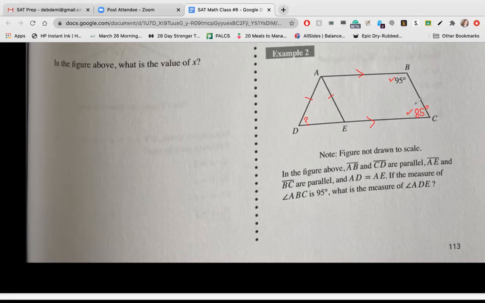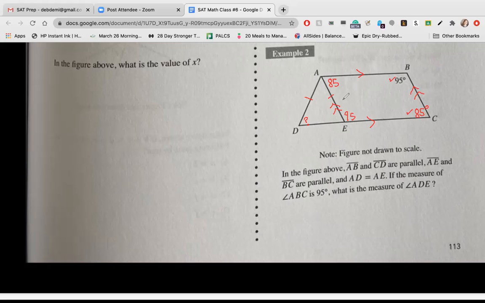What else do we know? Is anything else parallel? Yeah, we have these parallel. That helps. And so we know that this one and this one have to add up to 180 degrees. So we know that this is 95 and this is going to be 85. And the thing we learned earlier is these should all add up to 360 degrees because it's a quadrilateral.